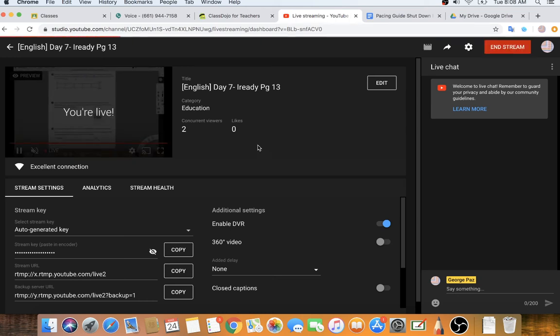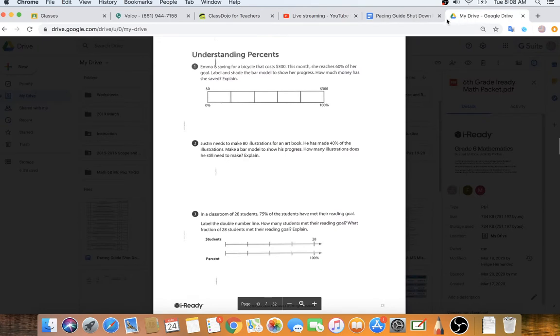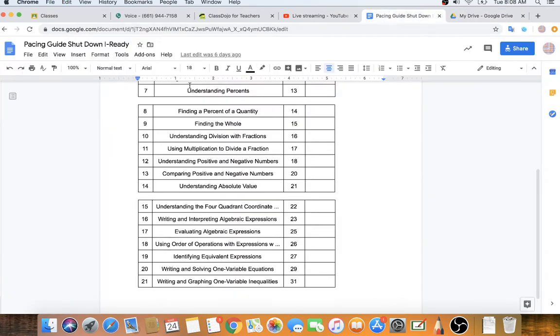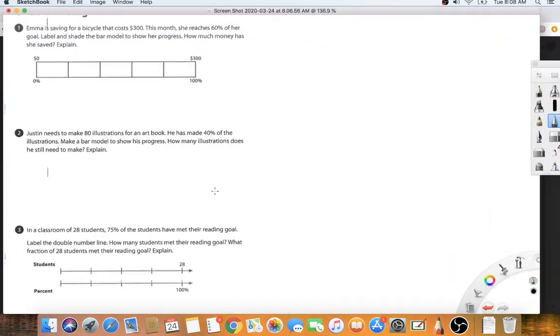Okay, this is day 7 for the iReady packet, which is page 13. Today's day 7, page 13, and it should look like this: understanding percents. For our first problem, it says Emma is saving for a bicycle that costs $300, right here, $300.